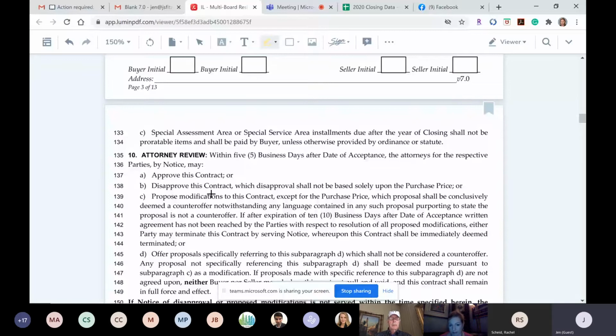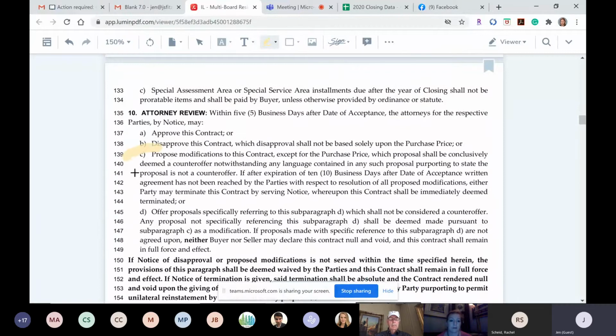And we don't want to buy this unit. Within that 5 days, I can just terminate and I don't even have to give any reason why. And then they get their earnest money back and we all move along, okay? This is most often what happens: the attorneys propose modifications to this contract.